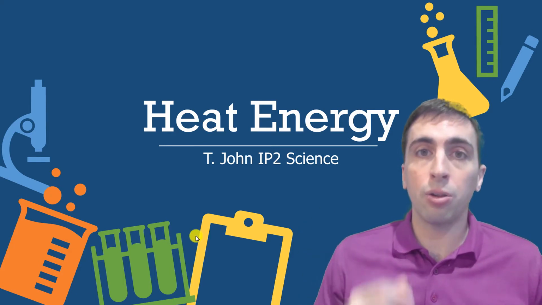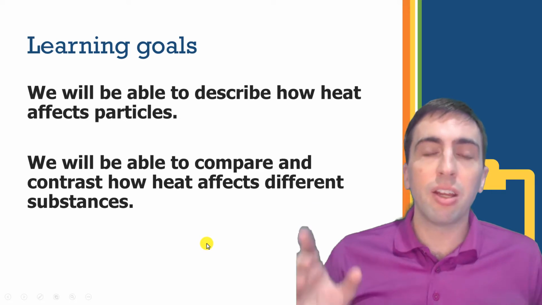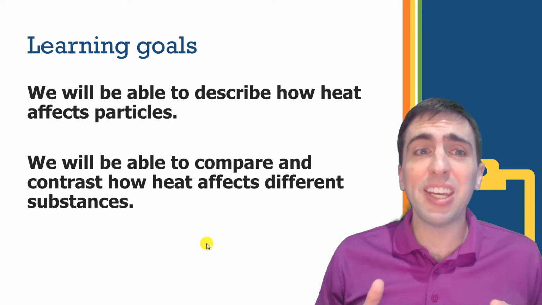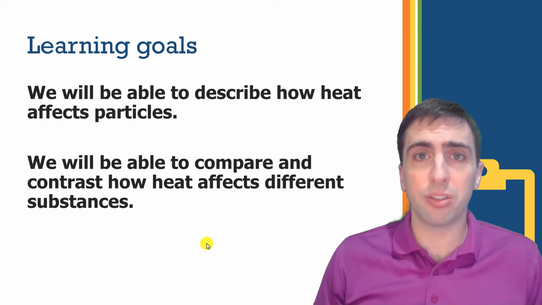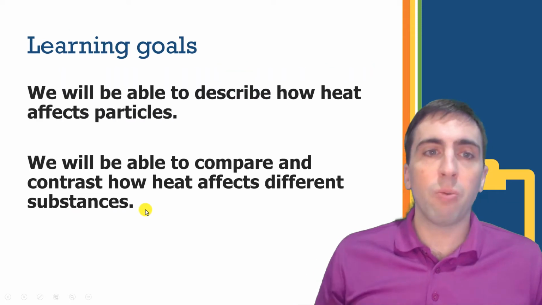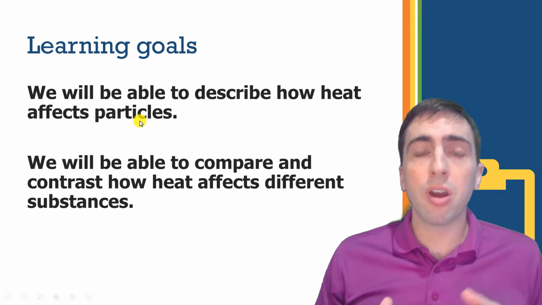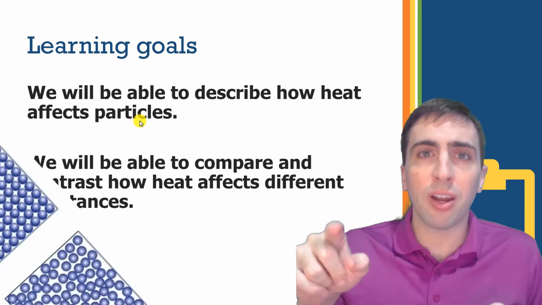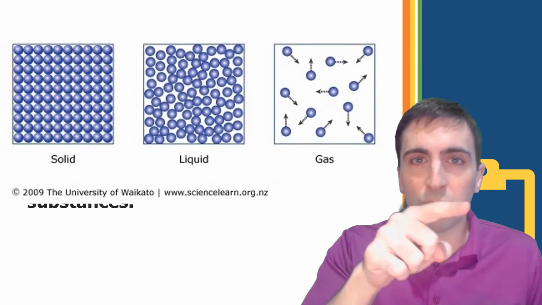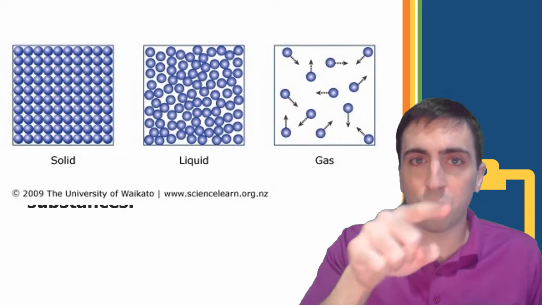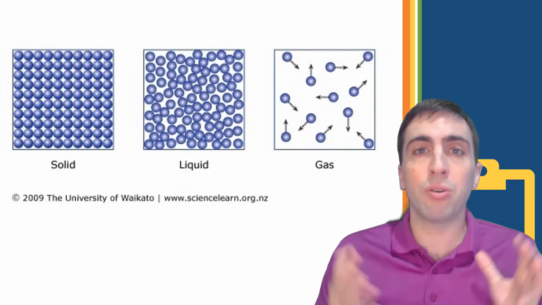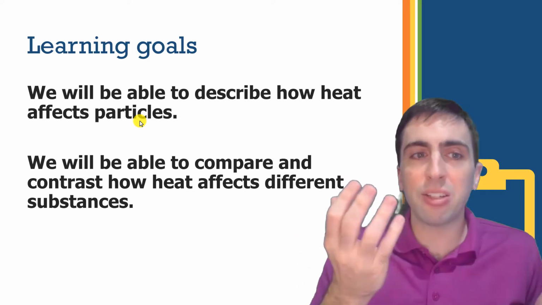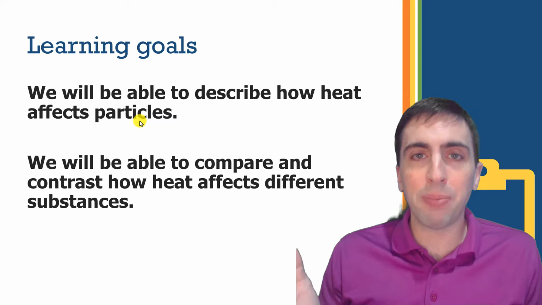So let's look at our learning goals for today. Number 1, we will be able to describe how heat affects particles. And we remember that particles are the smallest unit of matter. Do you remember on our matter unit test, you had to draw the small particles? We just drew little circles to show the particles. Okay, so we are going to see if we add heat to the particles, what happens?